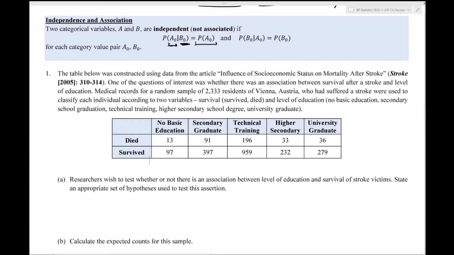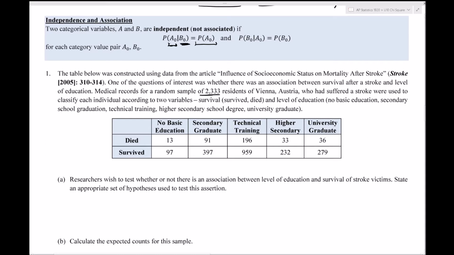The table below is constructed using data from the article Influence of Socioeconomic Status on Mortality After Stroke. So this was an actual article in a medical journal called Stroke, 2005, 310 through 314. That's the pages the article was found inside of that journal. One of the questions of interest was whether there was an association between survival after a stroke and the level of education. Medical records for a random sample of 2,333 residents of Vienna, Austria.